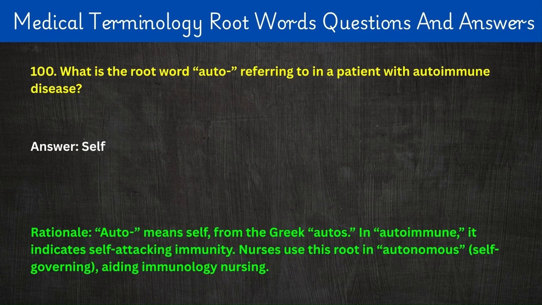100. What is the root word auto- referring to in a patient with autoimmune disease? Answer: self. Rationale: auto- means self, from the Greek autos. In autoimmune, it indicates self-attacking immunity. Nurses use this root in autonomous, self-governing, aiding immunology nursing.